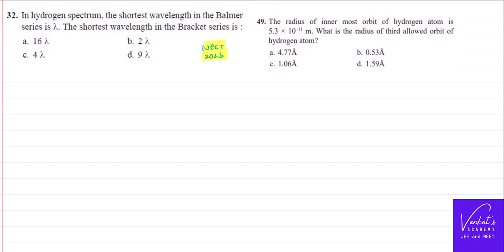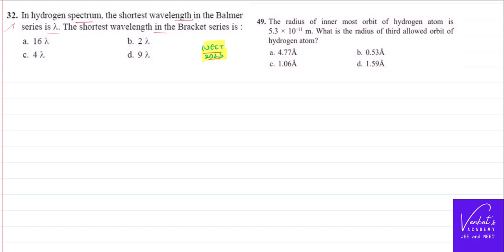Here in this video, we are solving two problems from the dual nature of radiation and matter that appeared in NEET 2023. Let us see the first question. In a hydrogen spectrum, the shortest wavelength of the Balmer series is lambda. What is the shortest wavelength of the Brackett series?